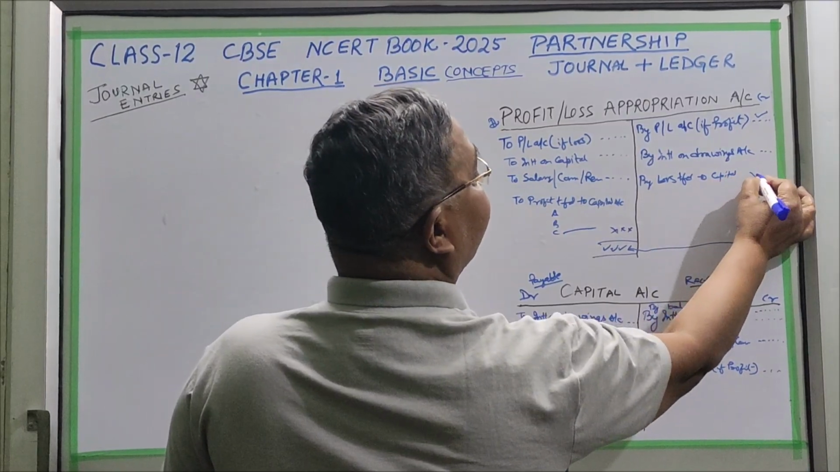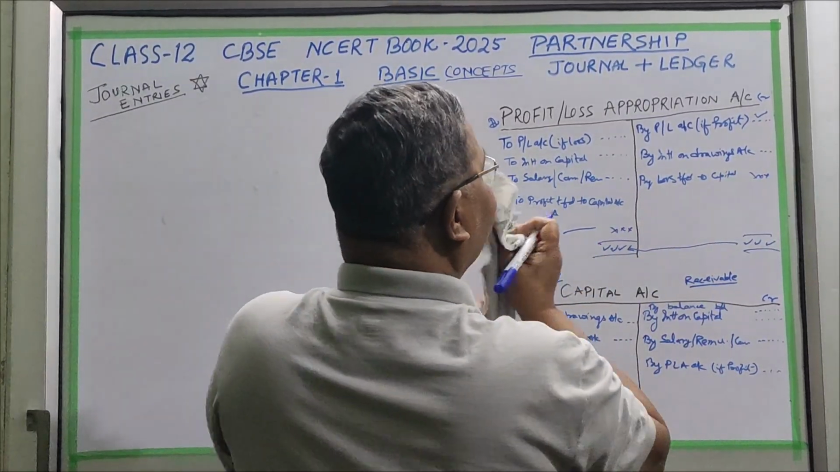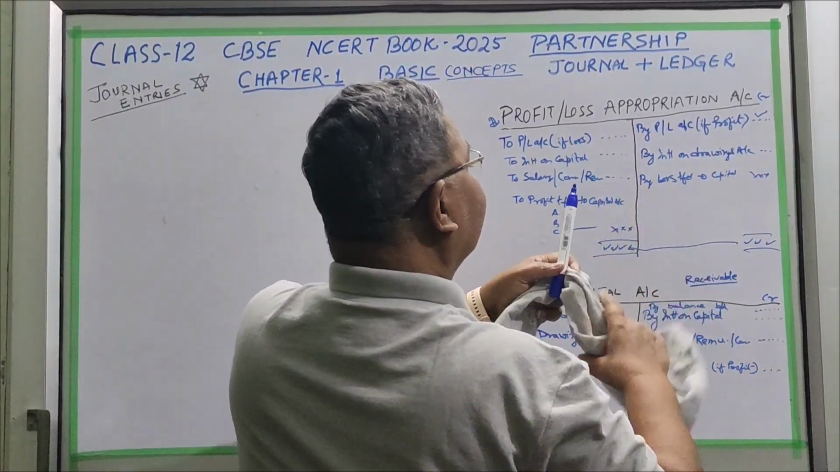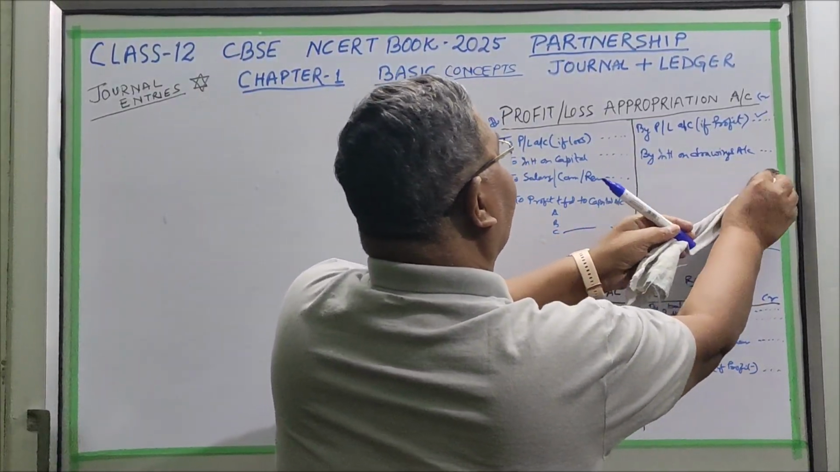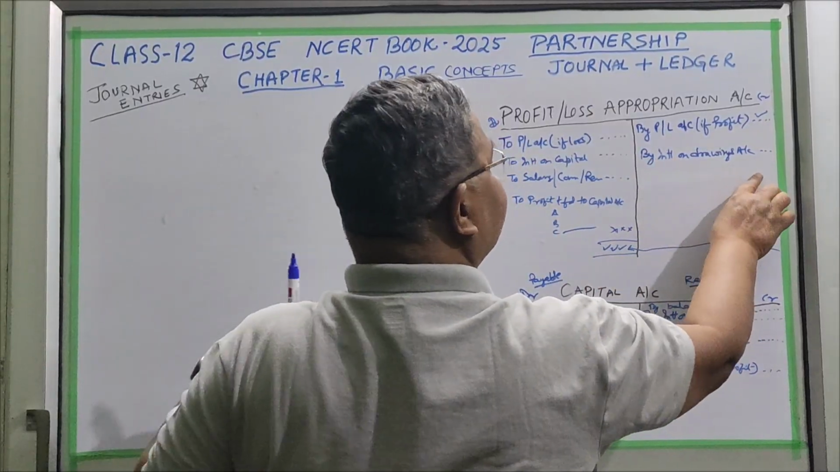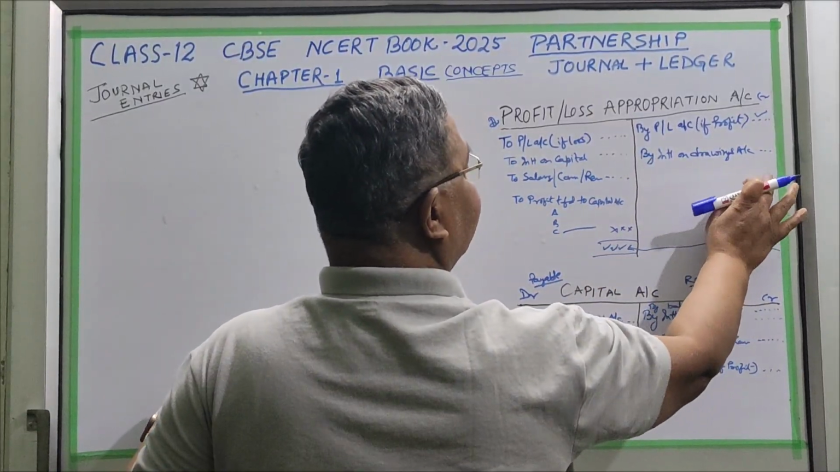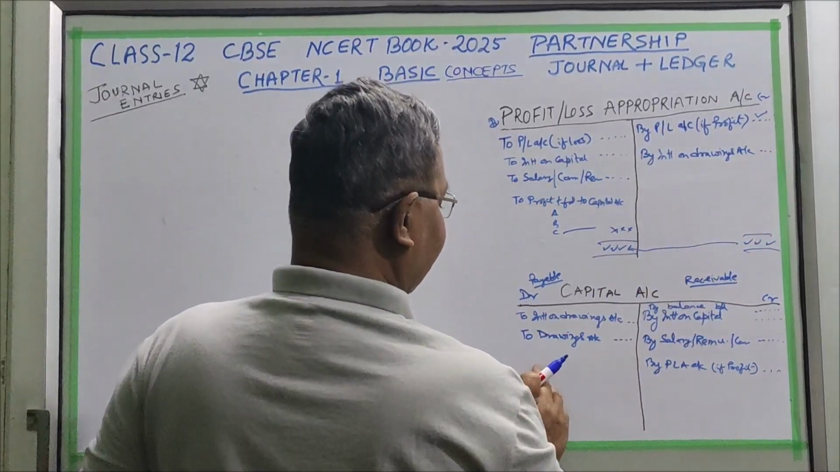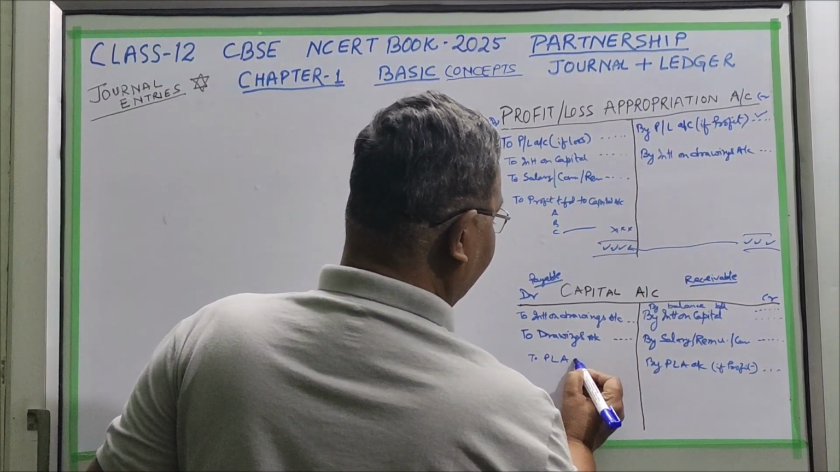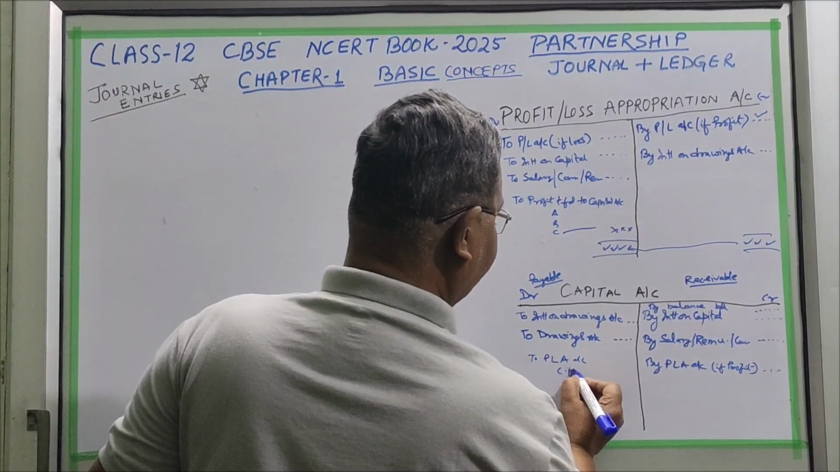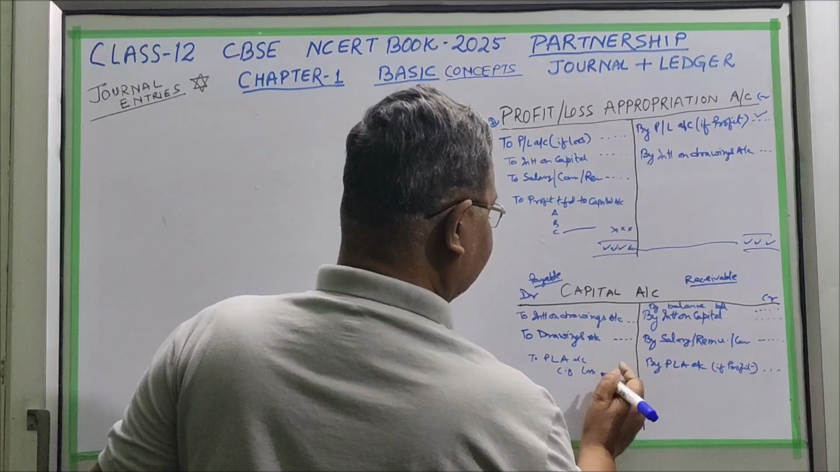Then difference comes here. But generally it will not be there. Generally it is always a profit, because they are doing business for profit purpose only, not for loss purpose. But if difference is coming this side, it means it is a loss. And then it is transferred to PLA account, if loss. If it is loss, it comes here.